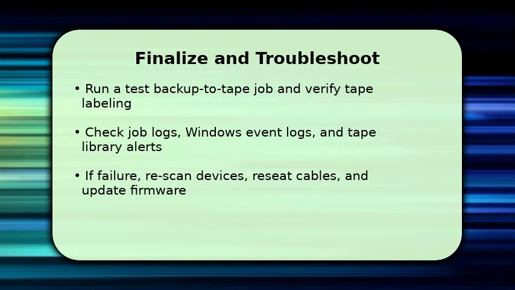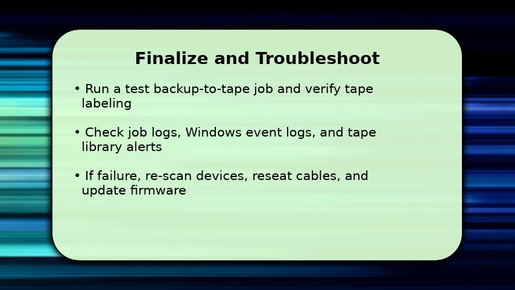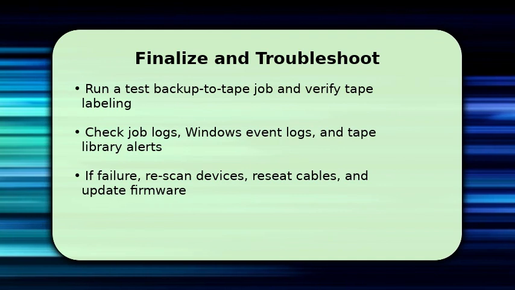You finish by running a test backup-to-tape job. Label and eject a tape to confirm correct media handling, then import it back to validate retrieval. Once the job completes, review Veeam job logs and Windows event logs for warnings or errors. Inspect library alerts on the hardware console.